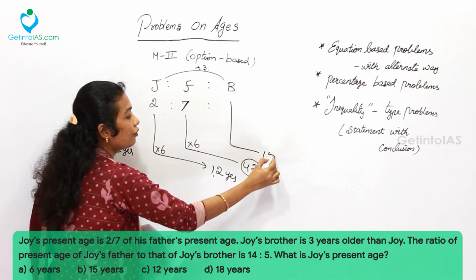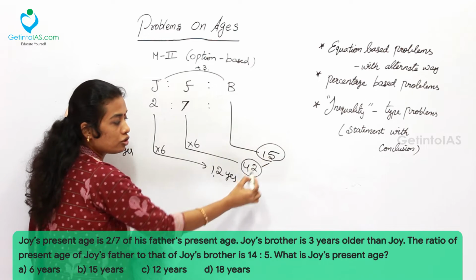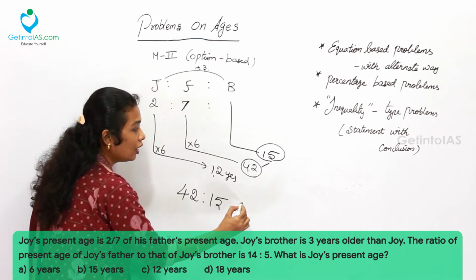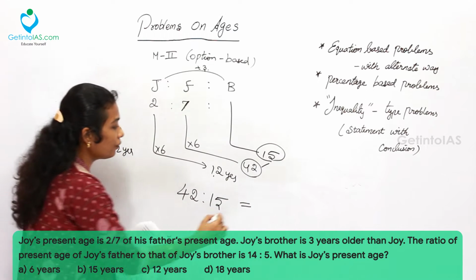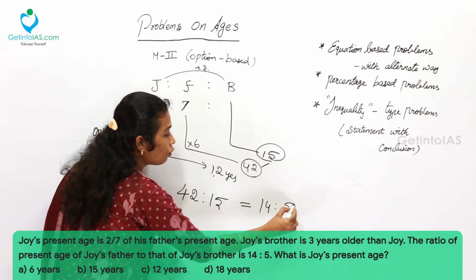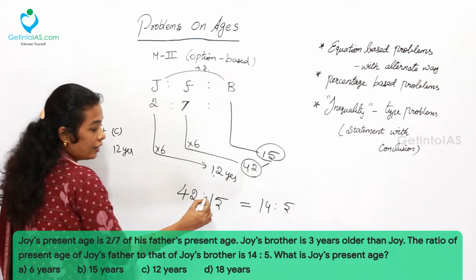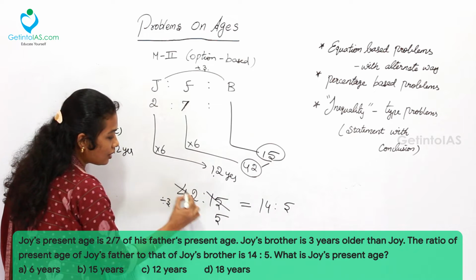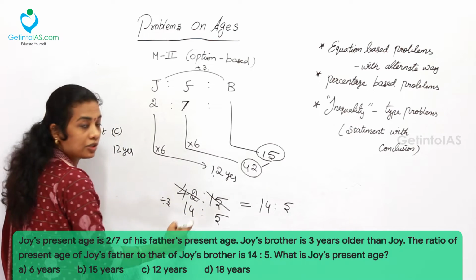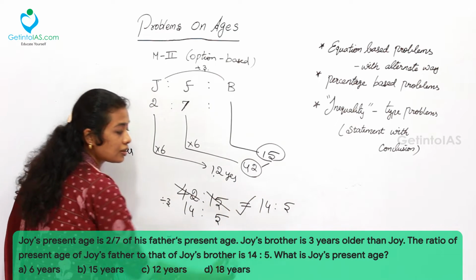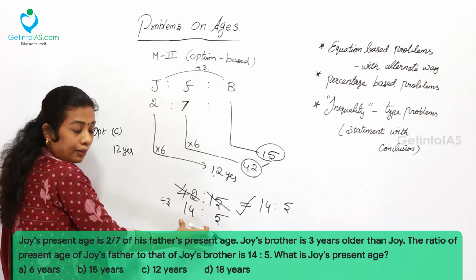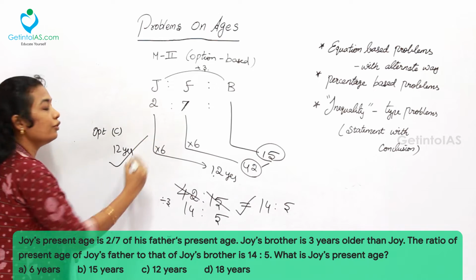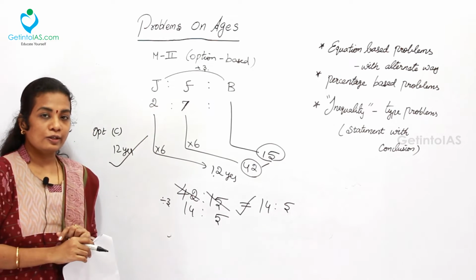12 plus 3, 15. So I am going to check these two values, whether 42 to 15 is equivalent to the given 14 to 5 or not. Yes, let's check it. Divided by 3, we get 5 here, and here it is 14. Yes, the given condition exactly matches. So my answer is option C, 12 years. This is another way of doing this.